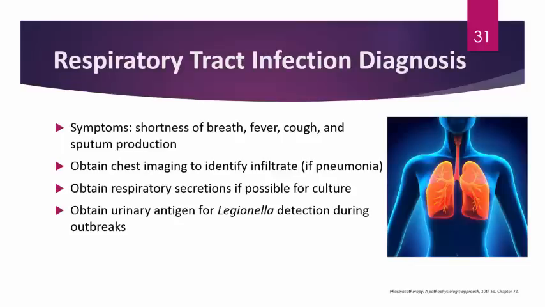For respiratory tract infection diagnosis, some symptoms you may see are shortness of breath, fever, cough, and sputum production. For these patients, it's always important to obtain chest imaging to identify any possible infiltrates, especially if you're considering a patient having pneumonia. If you can, obtain respiratory secretions for culture. Some patients may produce these, some patients might not. So if you have them available to you, you should use them.